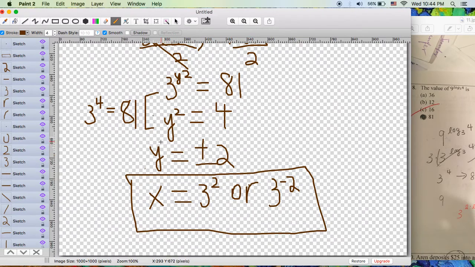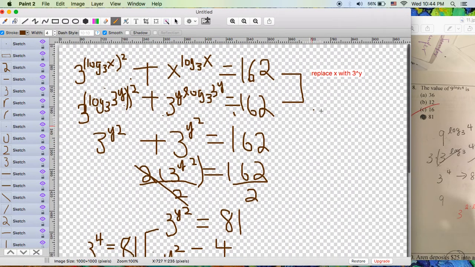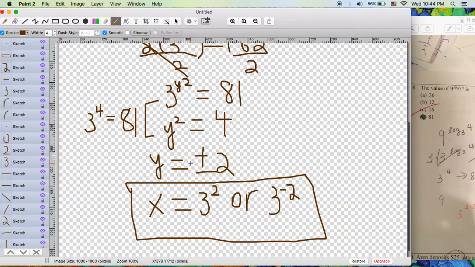And because y is not your final answer, because remember we substituted x with 3 to the power of y, you have to replace that back after you solve y. So y would simply go back here. It would go 3 to the power of 2 or 3 to the power of negative 2 is equal to x. And this is 9 or 1 over 9.